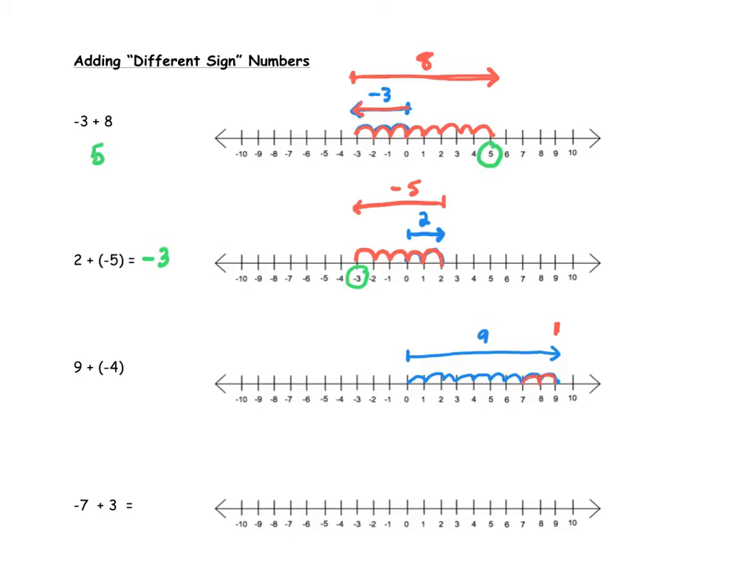So 1, 2, 3, 4. So I'm going to draw my vector and stop here. The vector models negative 4. But most importantly, I stopped at 5. So the answer to 9 plus negative 4 is 5. Once again, it kind of looks like I took 9 minus 4 and got 5. So when I added two different sign numbers, it's almost like I'm subtracting.